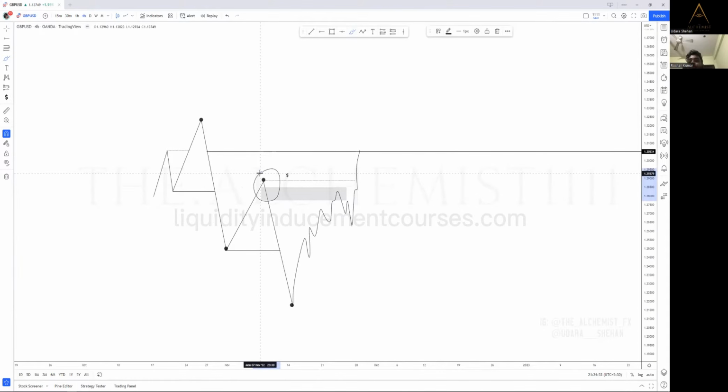This was a sweep of internal range liquidity, because the current range we had was from up here to down here, and this right here was only internal range liquidity, not a bullish breakout structure.